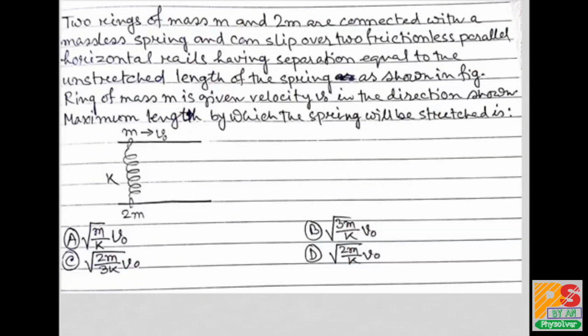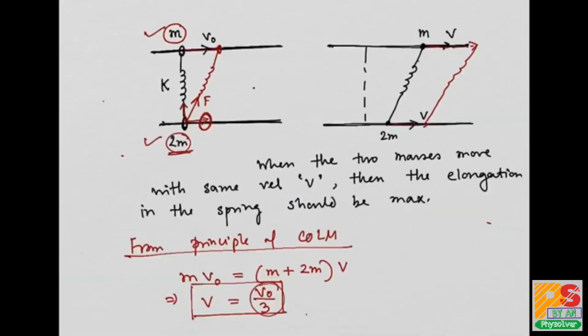Let's see the options. 2m by root over 2m by 3k into v naught. Now this is the correct option. Option C is correct.